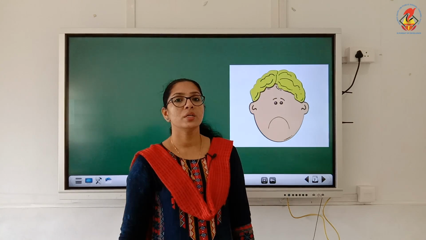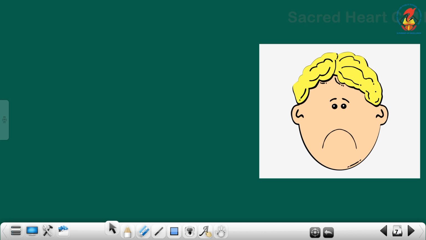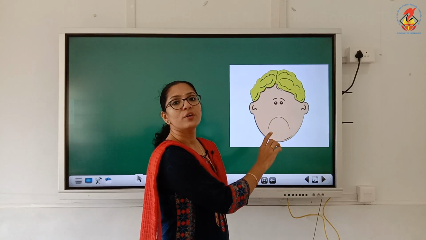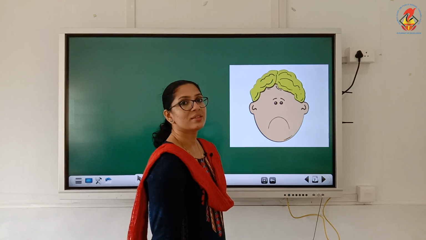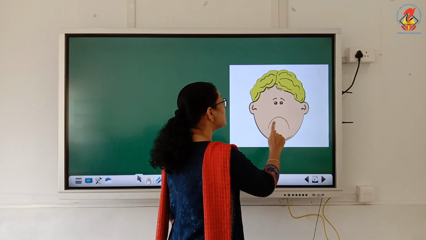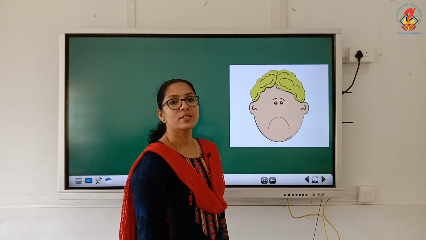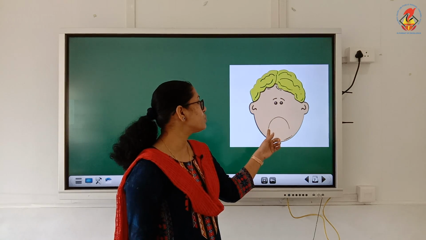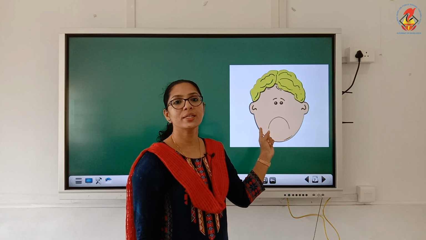Okay? Now look at this face. Is it a happy face? No, it is a sad face. Now when we are sad, our lips will be curved downwards. നമ്മൾ സങ്കടമായിട്ടിരിക്കുമ്പോൾ സാഡ് ആയിട്ടിരിക്കുമ്പോൾ നമ്മുടെ ലിപ്സ് downward directionലേക്ക് ആയിരിക്കും ഇരിക്കുന്നത്. So in the sad face we can see a downward curve, right?